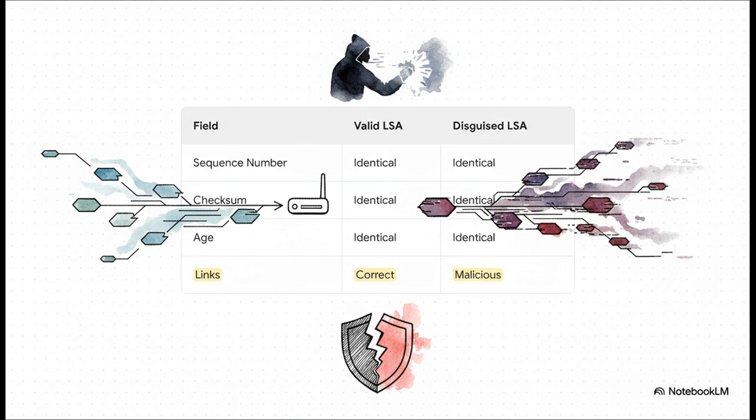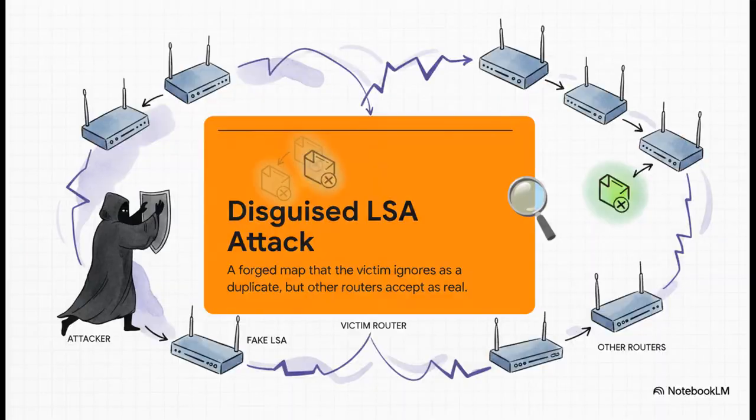Now the key is that the headers, the sequence number, the checksum, the age, they're all identical to the real LSA. To a router, these headers are like a fingerprint. The only difference is hidden deep inside. The actual map data is malicious. So here's the trick. When the victim router gets this disguised LSA, it looks at that fingerprint in the header and basically thinks, oh, I just sent this out. This must be a copy. And it completely ignores it. The fightback mechanism never gets triggered.